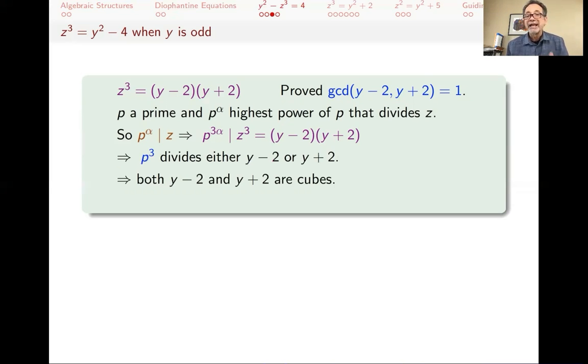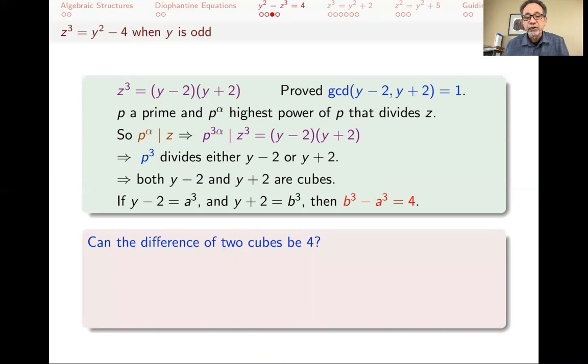And then this means that both y minus 2 and y plus 2 have to be cubes, because any prime that divides z, its cube will divide z cubed, and that whole p cubed will have to divide y minus 2 or y plus 2. That means that y minus 2 is a cube and y plus 2 is a cube. If one is a cubed and the other one is b cubed, then we get that b cubed minus a cubed has got to be 4.